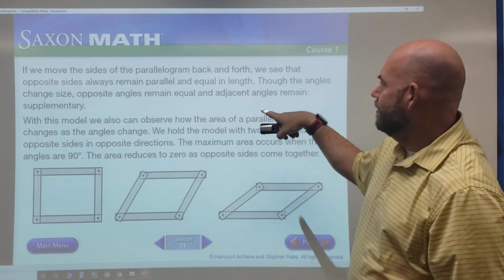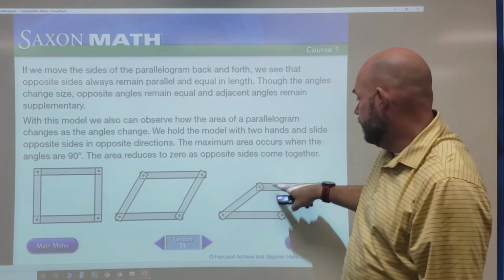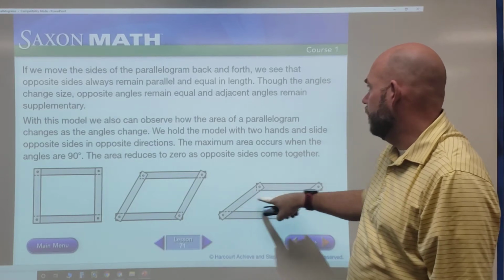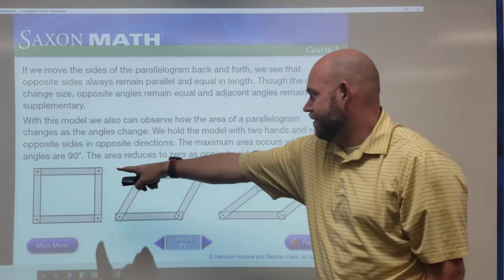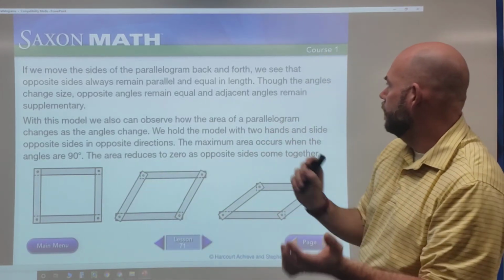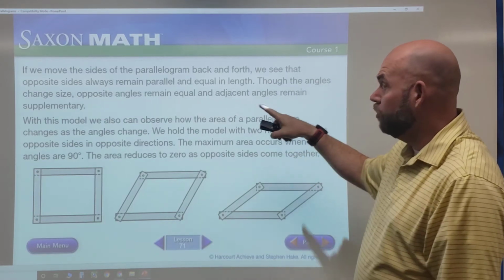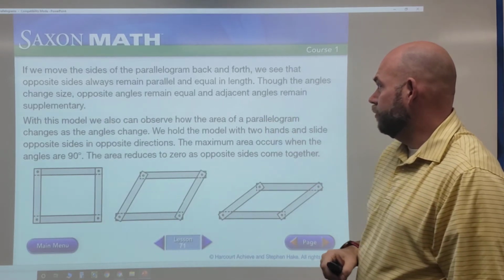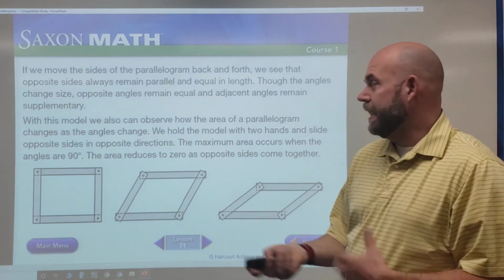If we move the sides of the parallelogram back and forth, we see the opposite sides remain parallel. So these are still parallel, and these are still parallel. And they're still equal in length. They're the exact same things we had before, they're just moved. So the angles are the only thing changing here. Though the angles change size, opposite angles remain equal, and adjacent angles remain supplementary. So they're still going to equal the same thing.